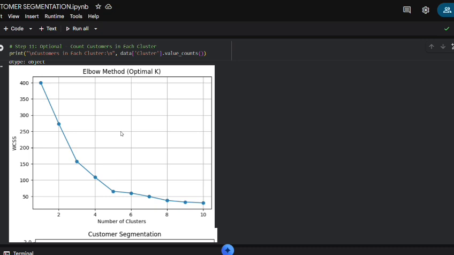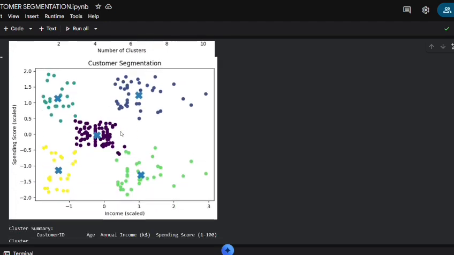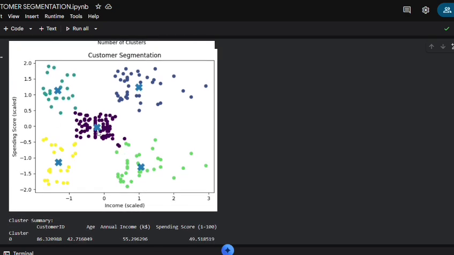Now, let us briefly talk about the advantages of this approach. First, it helps in better decision-making by converting raw data into meaningful insights. Second, it improves customer satisfaction by providing personalized experiences. Third, it increases business profitability by targeting the right audience.